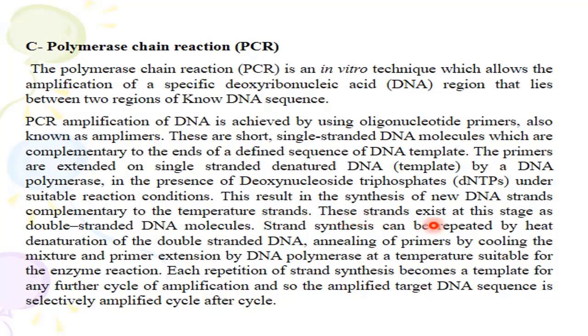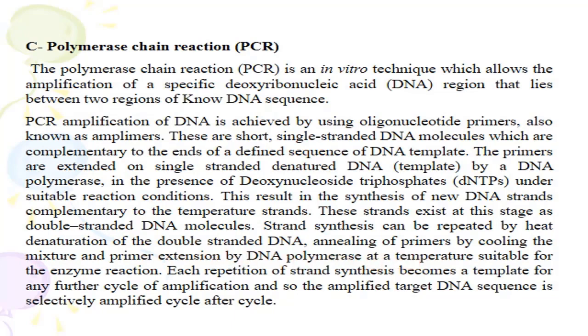This strand exists at this stage as a double stranded DNA molecule, because the template is the DNA known beforehand, and the primer is complementary, so it binds and annealing occurs, and we get double stranded DNA. Strand synthesis can be repeated by heat denaturation of the double stranded DNA, annealing of a primer by cooling the mixture, and primer extension by DNA polymerase enzyme.